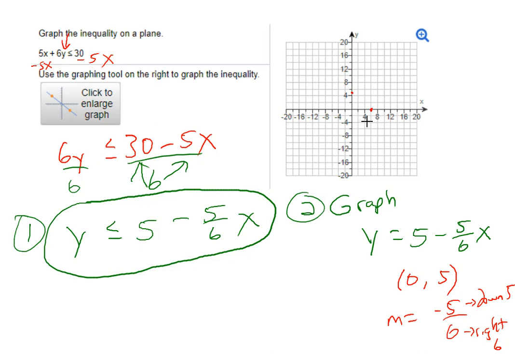Now when I go to graph this line, I have to make a choice before I actually draw it in, and I have to decide whether the line should be a solid line or a dashed line.